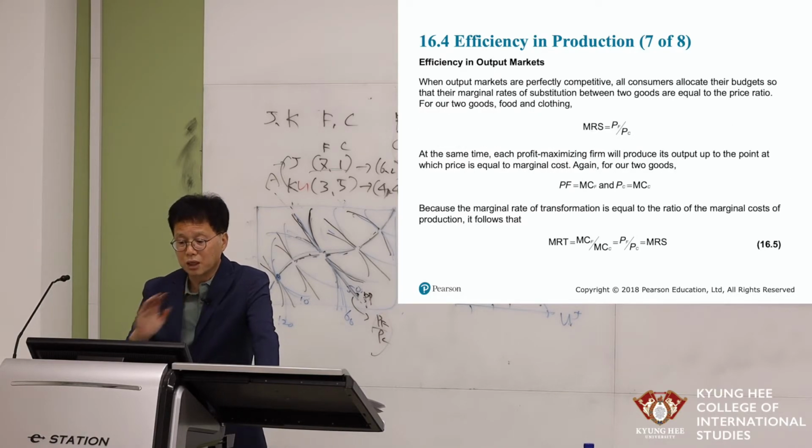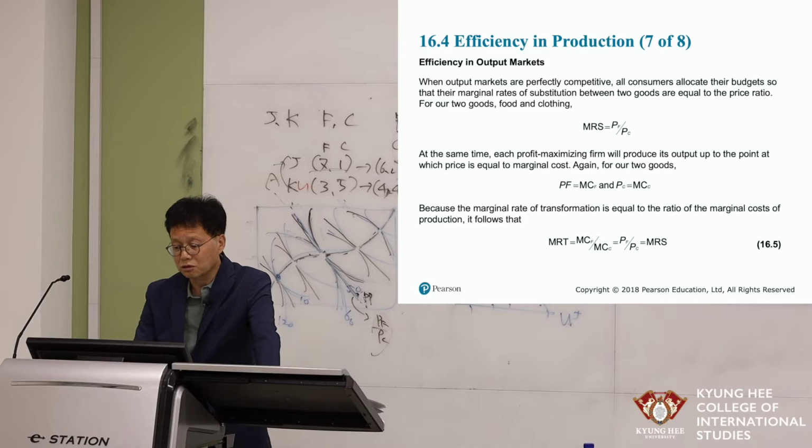Efficiency in the output market. When output markets are perfectly competitive, all consumers allocate their budgets so that their marginal rate of substitution between two goods is equal to the price ratio. So I already explained that MRS equals PF over PC. That is the equilibrium condition for utility maximization, isn't it? Now, at the same time, each profit maximizing firm will produce its output up to the point at which price is equal to marginal cost.